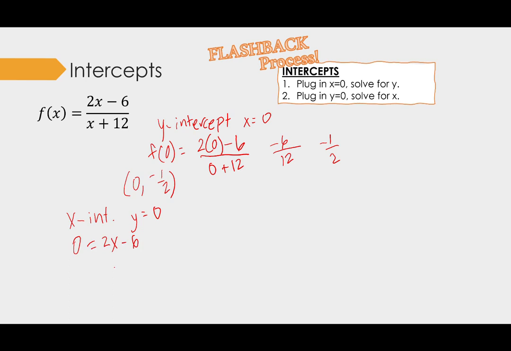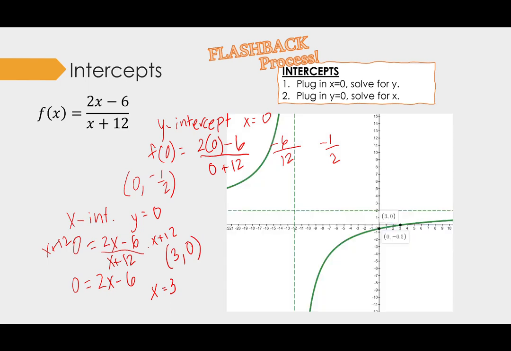Nice thing about this is you really end up looking at the numerator. So, for example, I can just multiply both sides by the denominator. x plus 12 times 0 is 0. Or you can just look at the numerator. Add 6 to both sides, divide by 2, x equals 3. So my x-intercept is (3, 0). Let's look at that on the graph. Yep, so (0, negative 1/2) is our y-intercept, and our x-intercept is here at (3, 0).